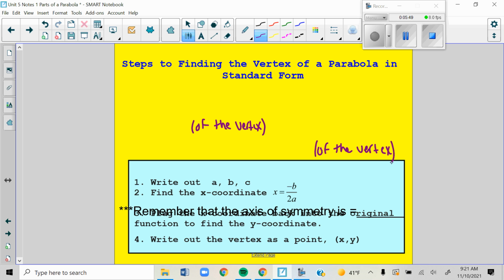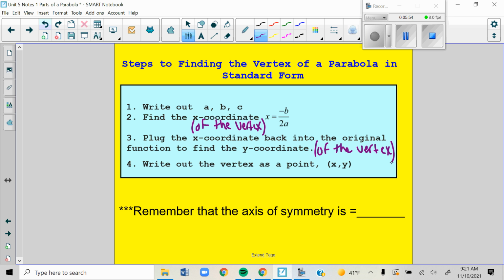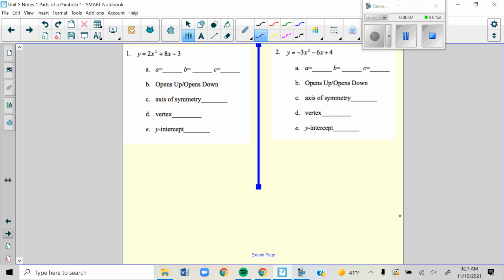And then you're going to write out that vertex as an ordered pair. So remember that the axis of symmetry is equal to x equals opposite b over 2a. That's the nice little formula you'll need to remember.